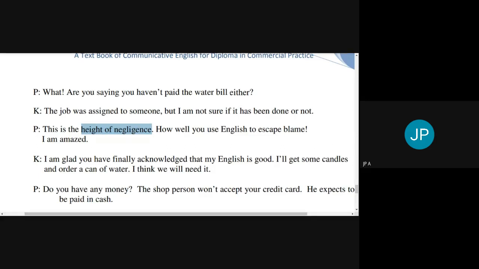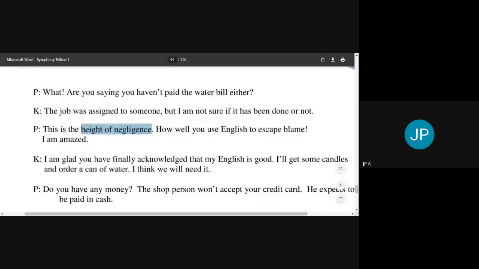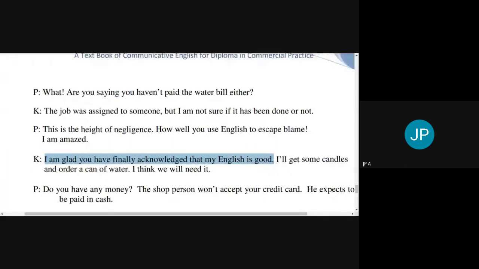I am amazed. I am surprised. Amazed means surprised. Then Kannan says, you finally accept that I am using good English. So she is not actually appreciating him. He thinks that Priya is appreciating his English. Priya is actually saying that you are using English to escape blame. So Kannan says, I am happy that you finally acknowledged, agreed. Acknowledge means to agree. You have agreed that my English is good.